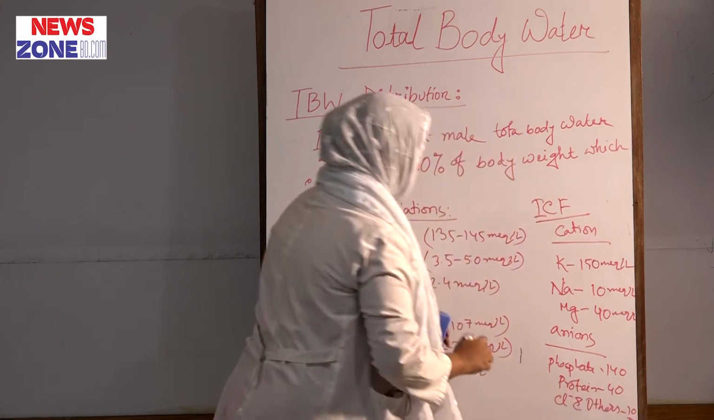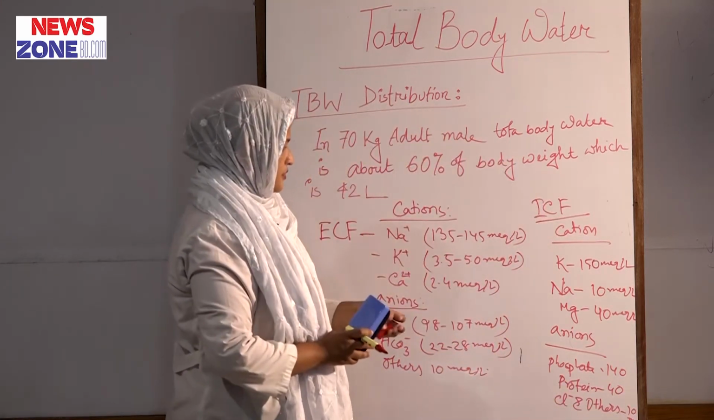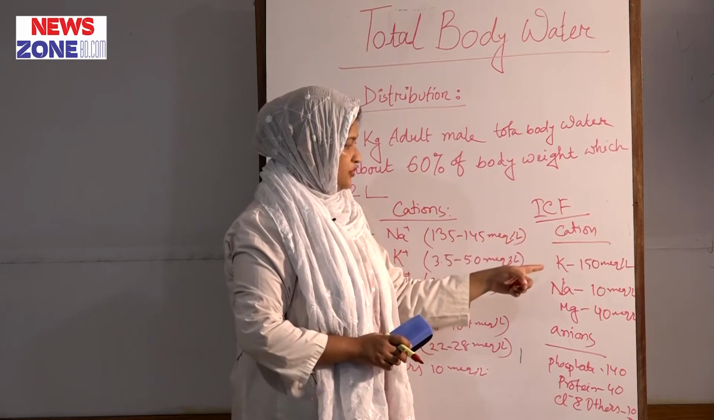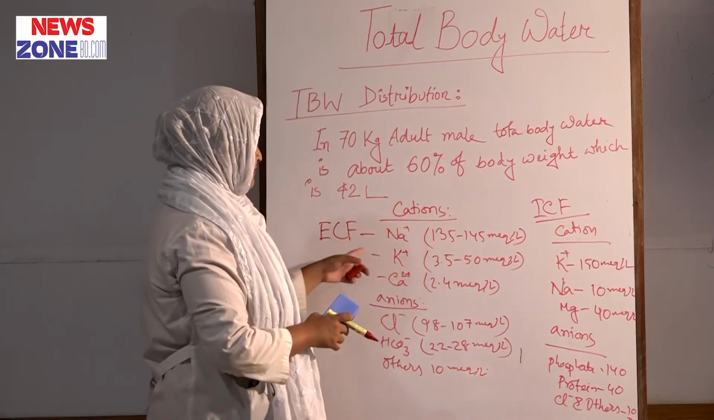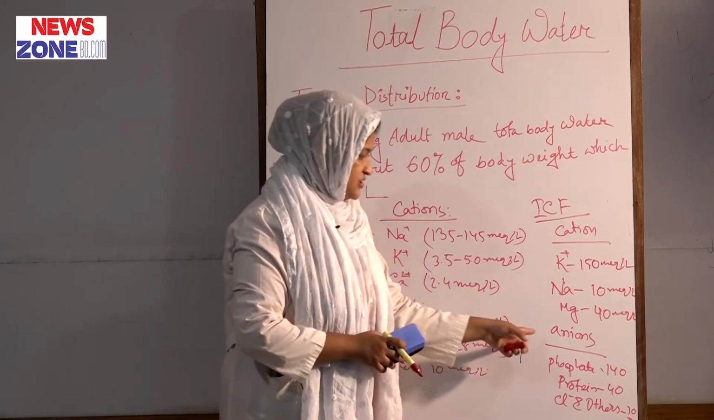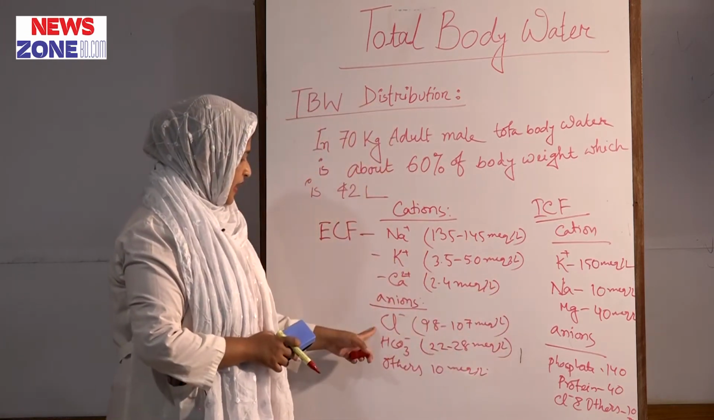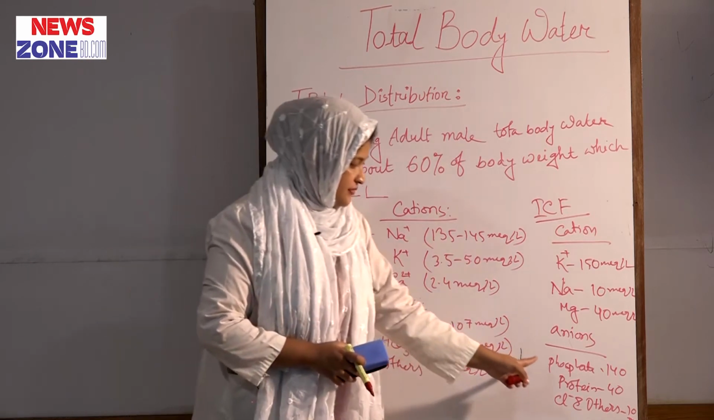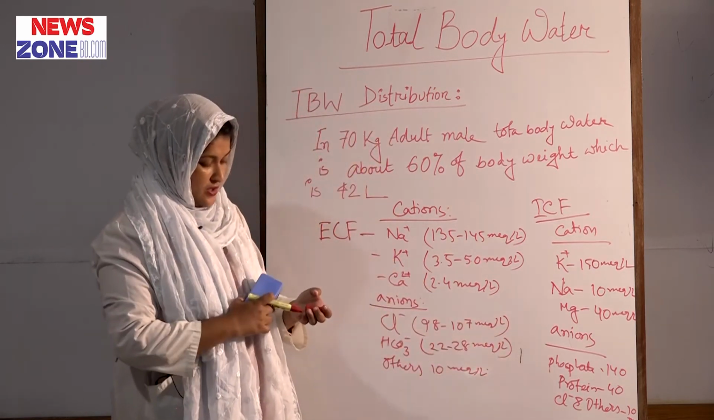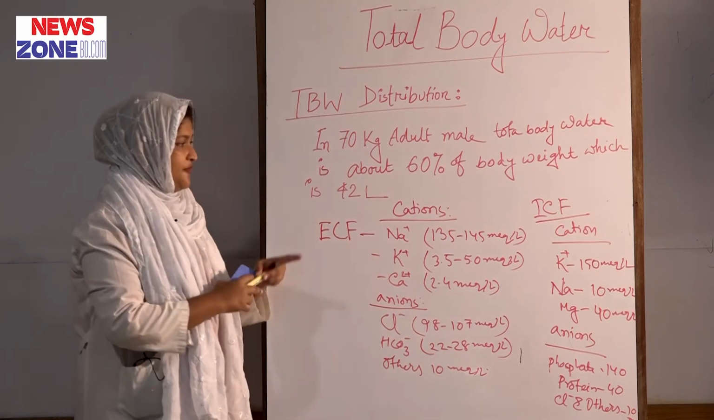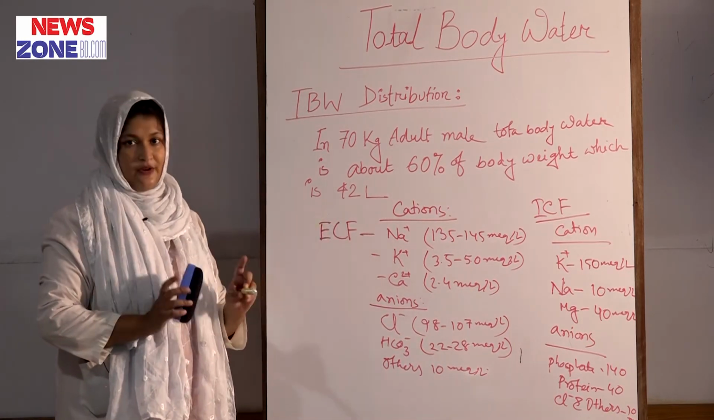So in the ICF compartment, the main cation is potassium, which is more than the ECF potassium content. In the case of anions, where chloride was more in the ECF, here in the ICF phosphate is more and protein is more. So this is the ionic composition of the extracellular fluid compartment and intracellular fluid compartment.